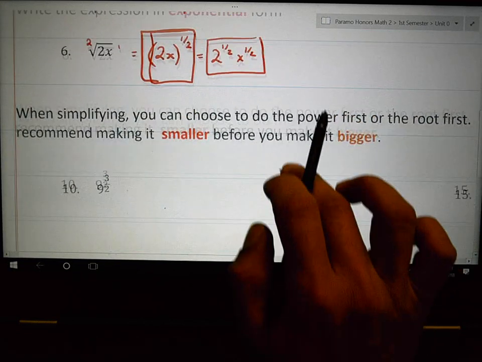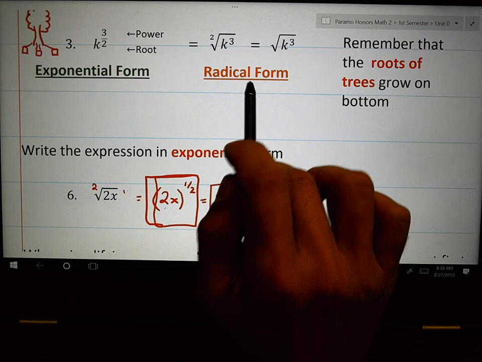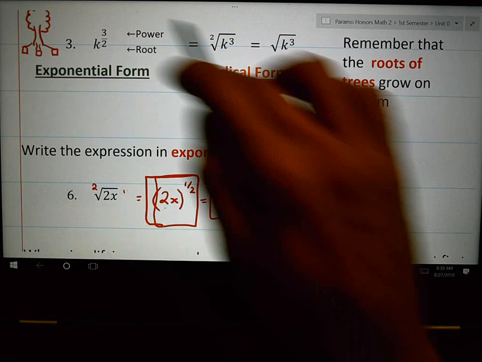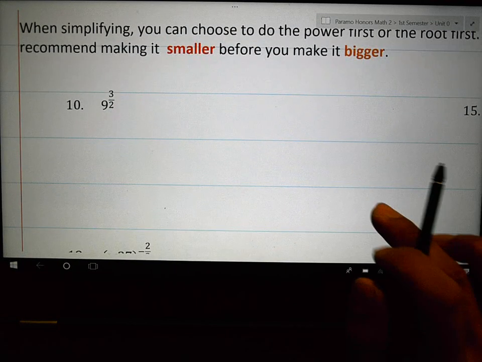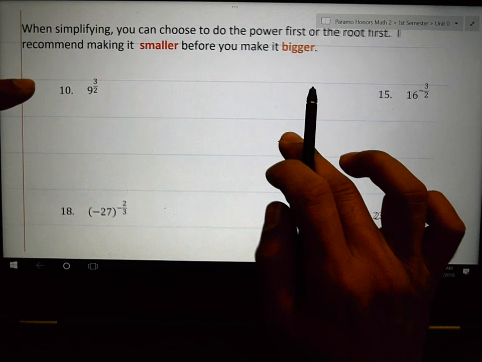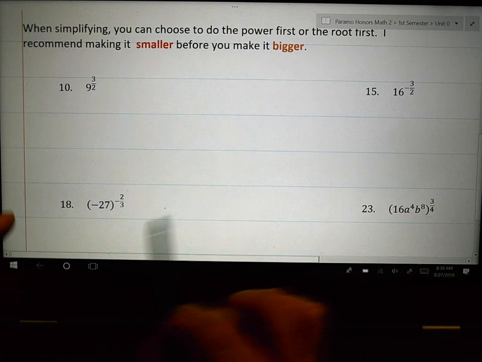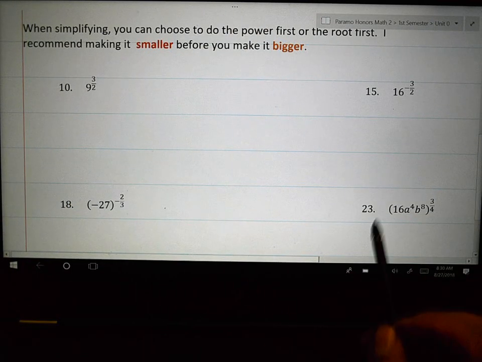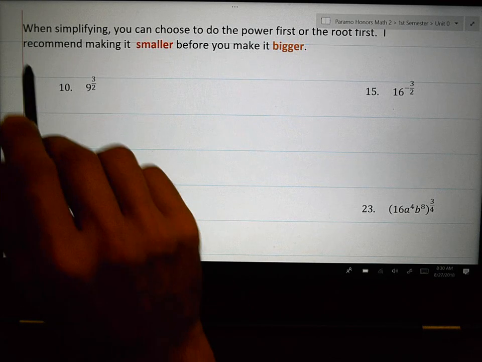Now, the majority of your problems will not be converting from exponential to radical form and radical form to exponential form. The first few problems are basically like that. But the majority of your problems will look like 10, 15, 18, and 23. I think 23 is a nice example of what you can expect on a quiz or a test question. But let's start you off with the basics.